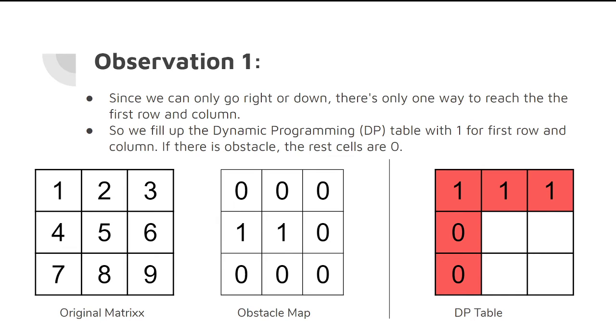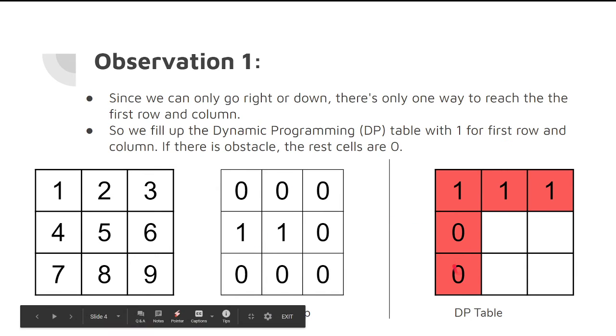Observation 1. Since we can only go right or down, there's only one way to reach the first row and column. So we fill up the dynamic programming table with 1 for the first row and column. If there is an obstacle, the rest of the cells will be 0. So it would be like this. There's an obstacle here, so all of these cells have to be 0.